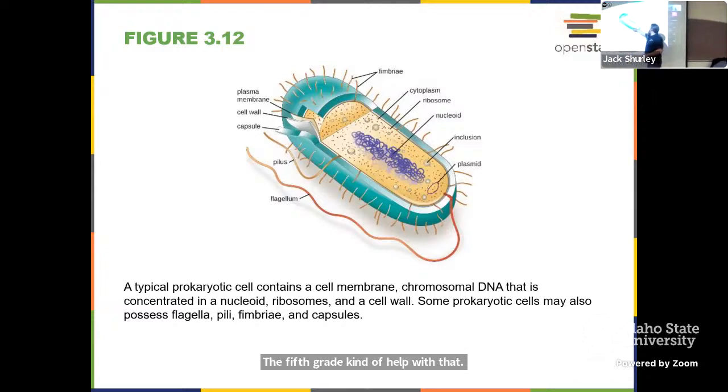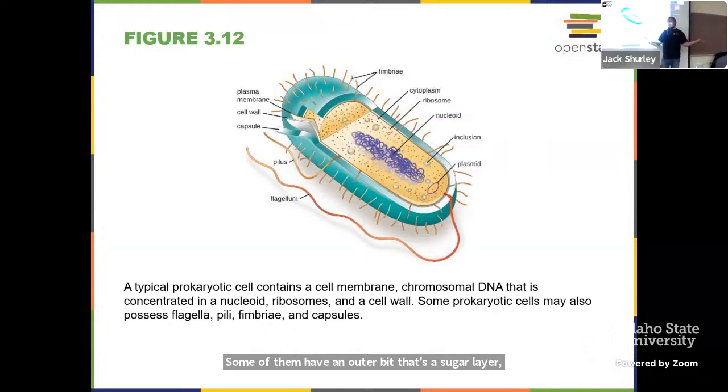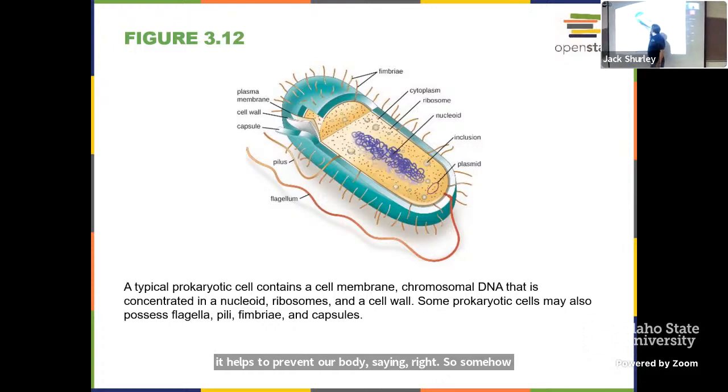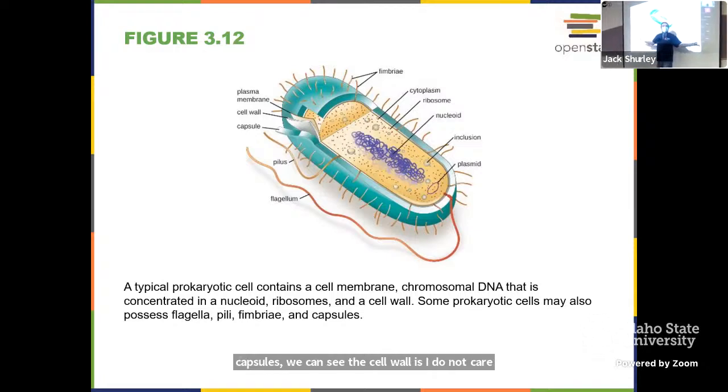Some of them have an outer bit that's a sugar layer, right? A capsule layer, not all of them, all right? Some that are pathogens, the bad guys, we really think of them as one of the good mechanisms for them to be a bad guy is having a sugar coating because it helps to prevent our body from seeing it, right? So some have capsules. We can see the cell wall as I move up here, but we're peeling it back. Cell wall, virtually all bacteria have cell walls. The ideas behind it, size is a little bit different. And then a plasma membrane, right?